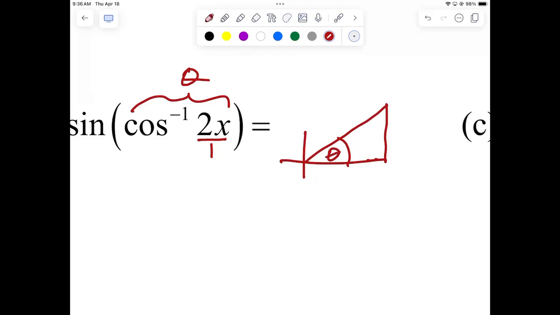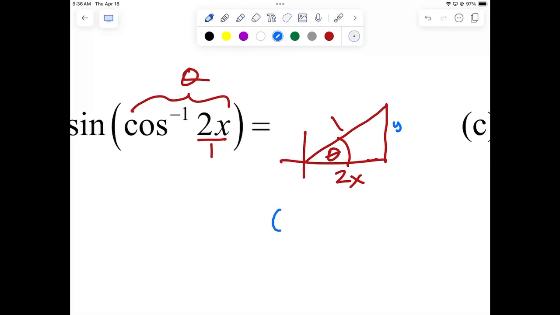And then I'm going to label the 2 sides. Cosine on the unit circle is x over r, yes? X over r, which is horizontal over hypotenuse. So I'm going to label the horizontal 2x, and I'm going to label the hypotenuse 1. That's not hard, I hope. Now I just got to find the missing side. The missing side is y.